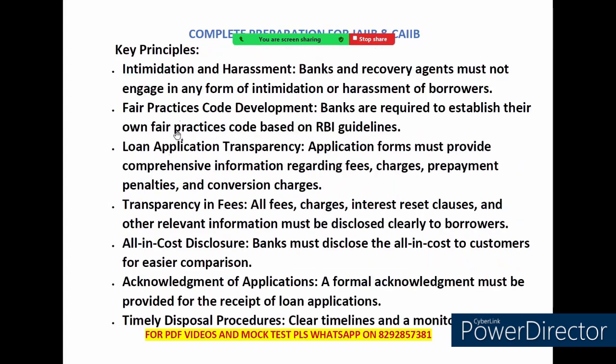Now there is something called the fair practice code. Banks and agents must not intimidate or harass borrowers. Banks need to create their own fair practice code based on RBI guidelines. The application form should clearly state fees, charges, prepayment penalties and conversion costs. Fee transparency: all relevant fees and charges must be clearly disclosed to the borrower. All-in cost disclosure: the bank must inform the customer of the total cost for easy comparison.